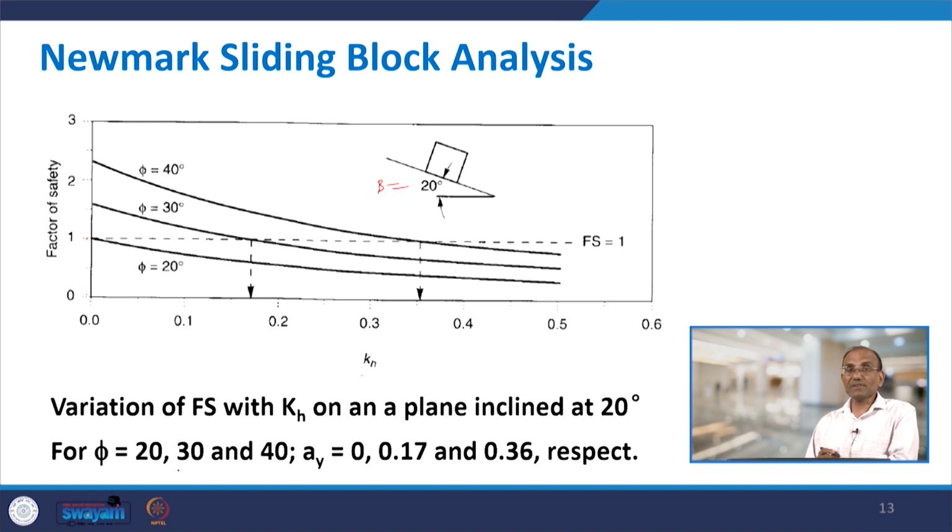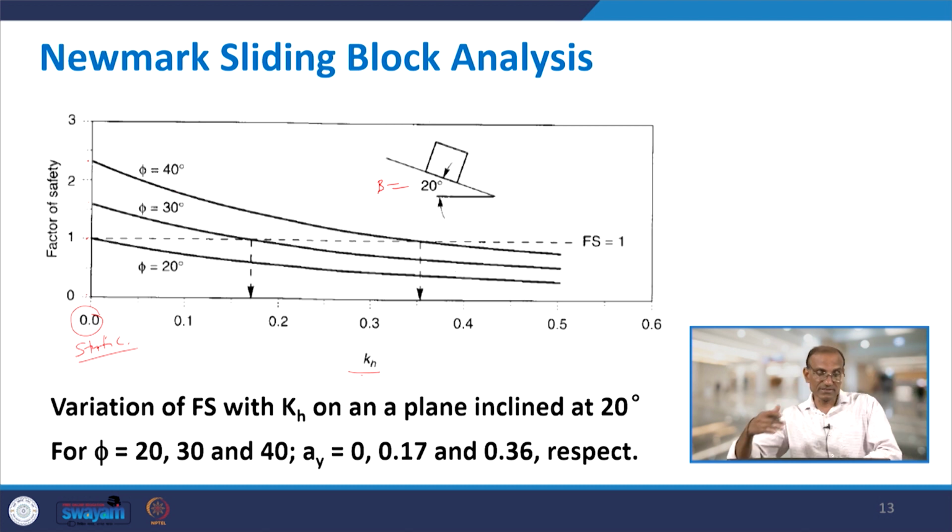But if you increase the value of phi to 30 degrees or 40 degrees, when KH equals 0, which basically belongs to the static case, this is the static factor of safety. So, the static factor of safety will be 1 here when phi equals 20 degrees. When phi equals 30 degrees, it will be more than 1.5. When 40 degrees, it will be more than 2.5. And when KH increases, the factor of safety starts decreasing. So, here for phi equal to 20 degrees, it will start decreasing and become less than 1.